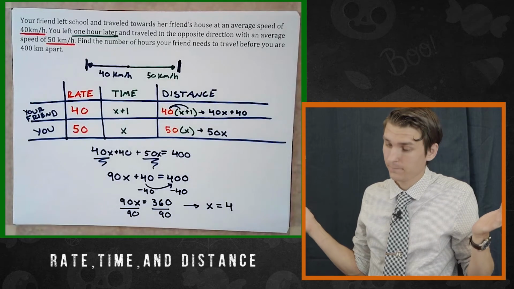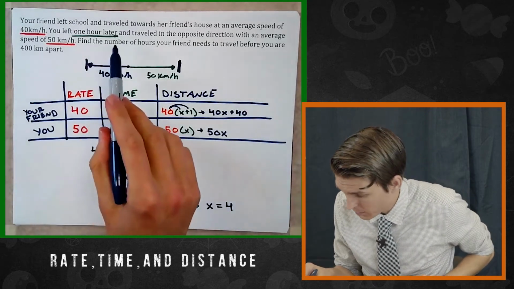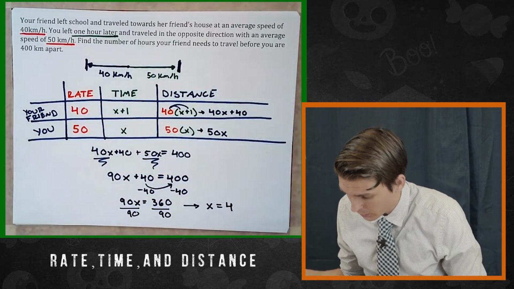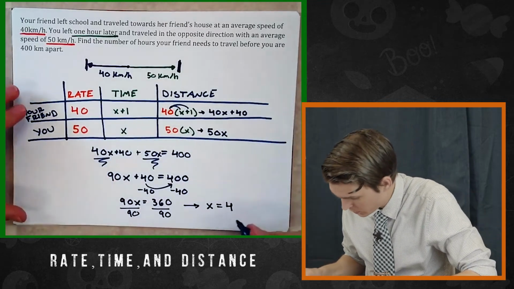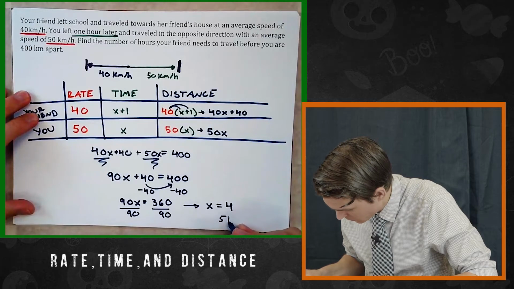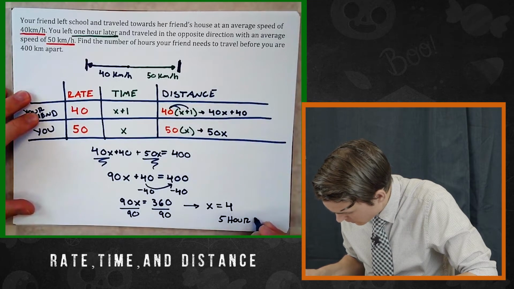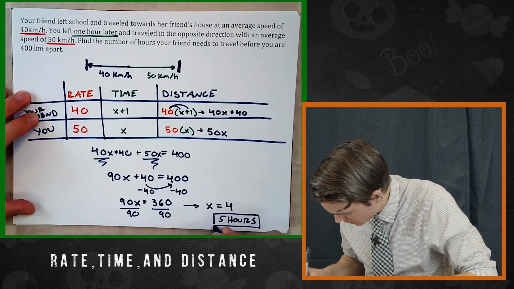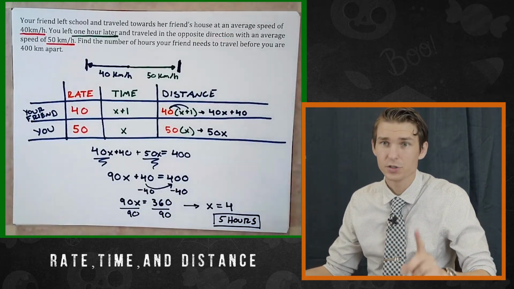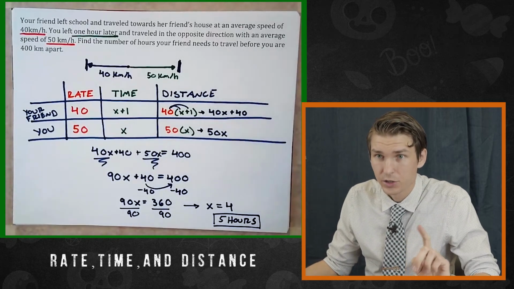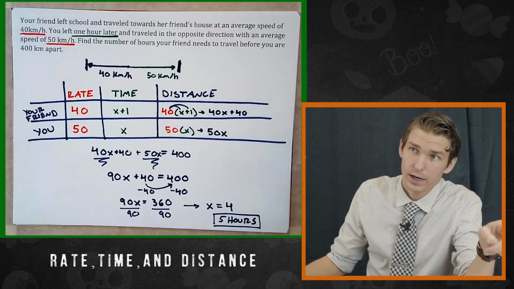Do I stop there? No. Find the number of hours your friend needs to travel before you are 400 kilometers apart. Well, your friend has to travel for x plus 1 hours. So that means your friend must travel for 5 total hours while you are traveling for 4 hours. You could also think of it as your friend has to travel for 4 more hours after you leave.